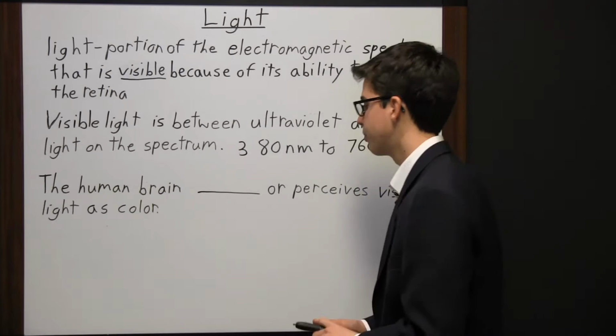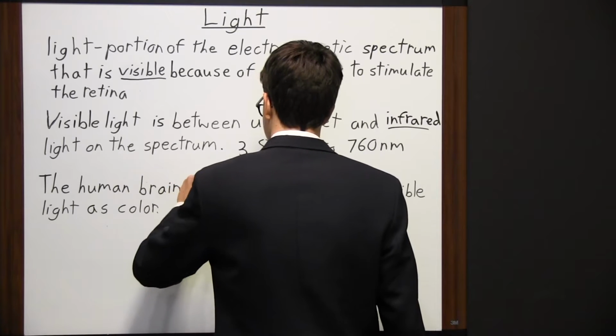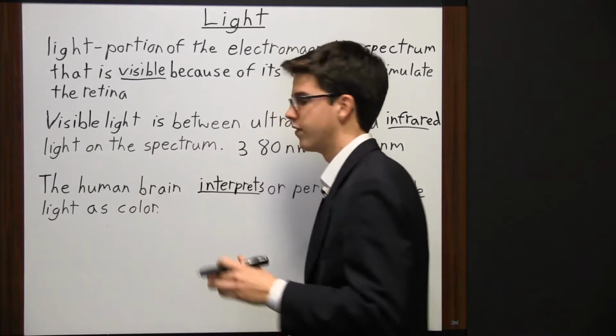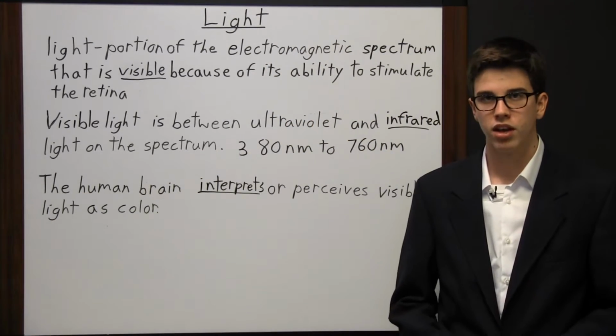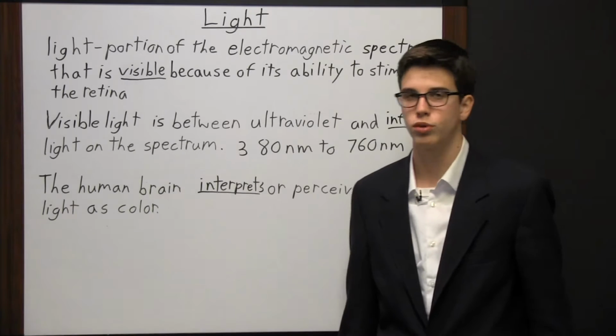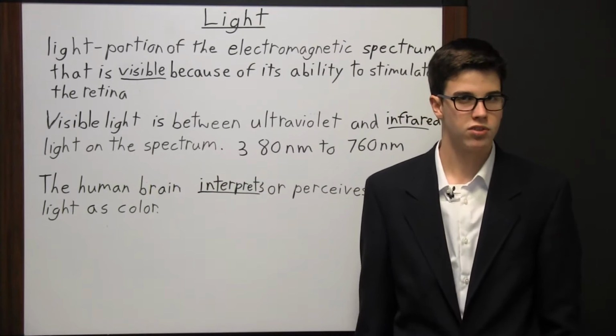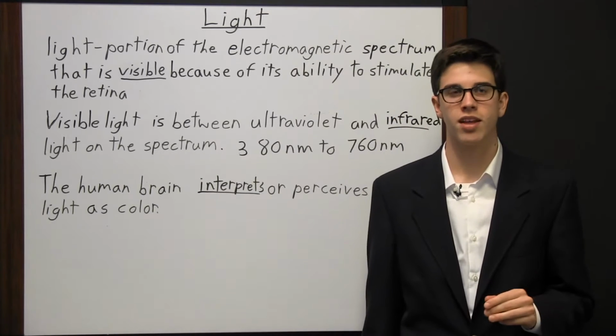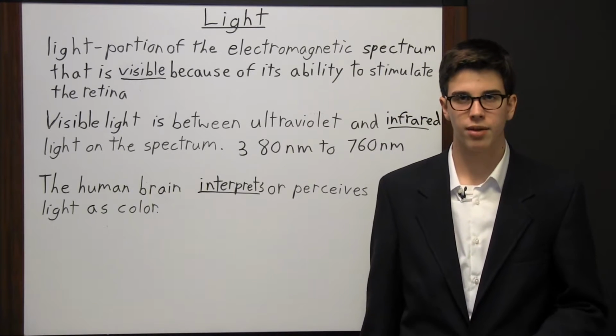This is because the human brain interprets or perceives visible light as color. For example, when the entire wavelength reaches the retina, the brain perceives the color white. Now, when no part of the wavelength reaches the retina, the brain perceives the color black.